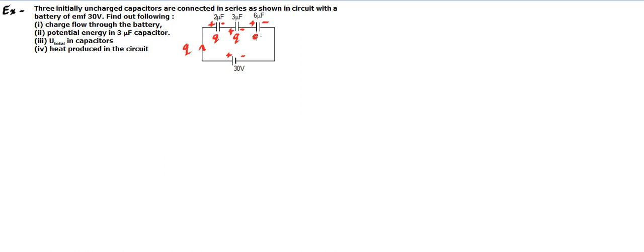We have talked about how this charge distribution takes place. This charge goes on the plus plate and stays there, and because of induction, minus q charge appears over here, so plus q charge moves ahead. Then again the same thing happens, and ultimately the charge q returns back to the battery. This is how the charge can be assumed to be distributed in the circuit. Now when we talk about the first part, we simply are looking for the value of q.